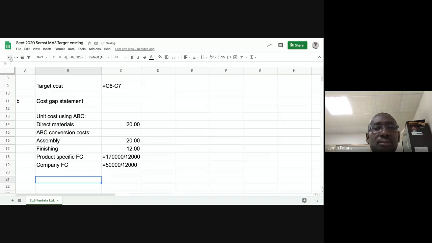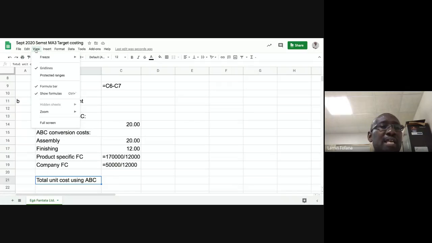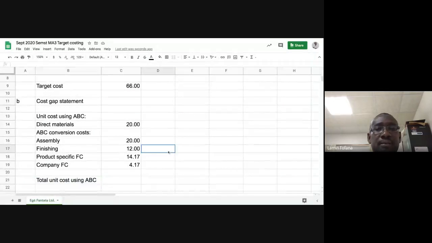We have some things to cover. Okay? So I'll go back. If you want to show only the answers, you go back and click on Show formulas so that the tick will go off. Okay, right.